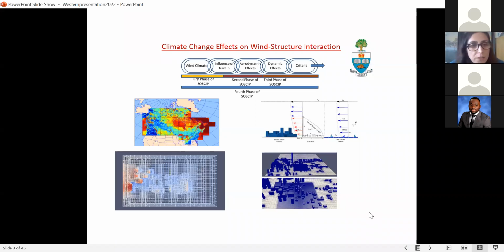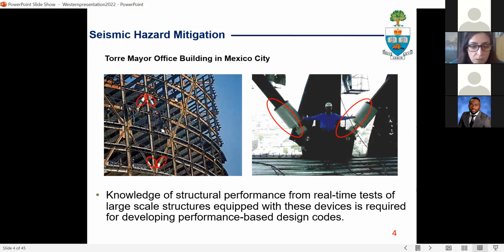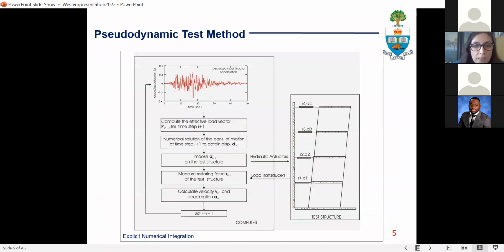The real-time hybrid simulation and its motivation comes from seismic hazard mitigation. Here is an example of a seismic protective system, Torre Mayor office building in Mexico City. These large dampers dissipate energy during an earthquake and mitigate the vibration of the structural and non-structural components. To enable widespread use of these devices, we need to perform large-scale tests, real-time tests, and understand the performance of structures equipped with such devices. In that endeavor, real-time hybrid simulation is a very important tool.